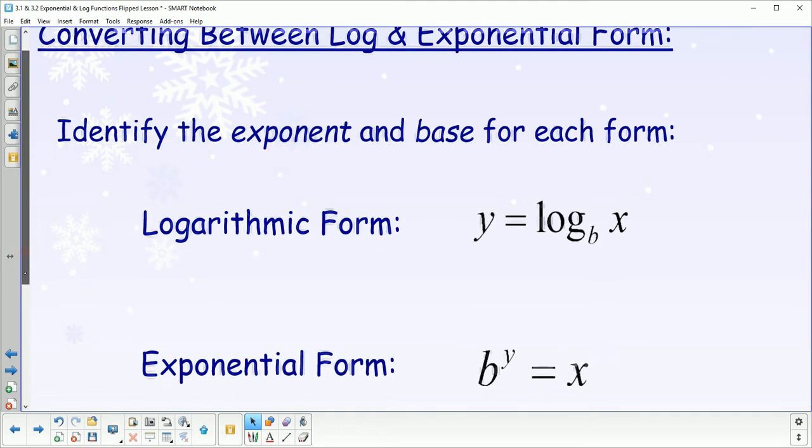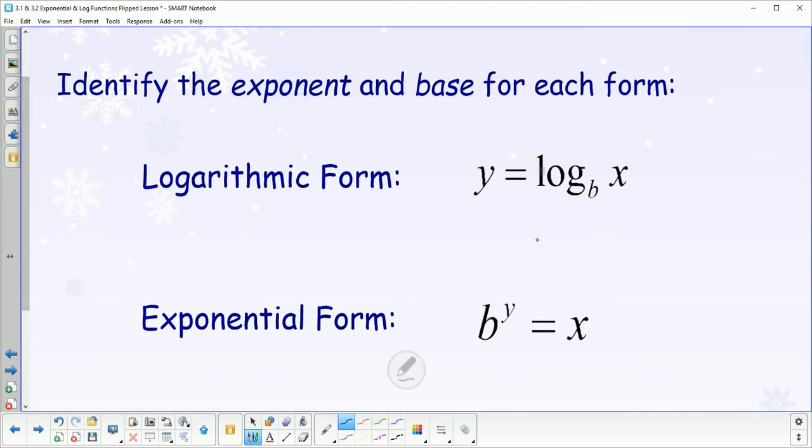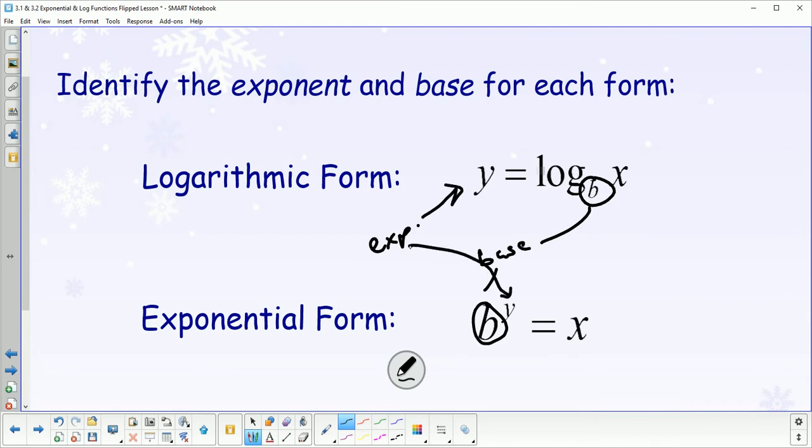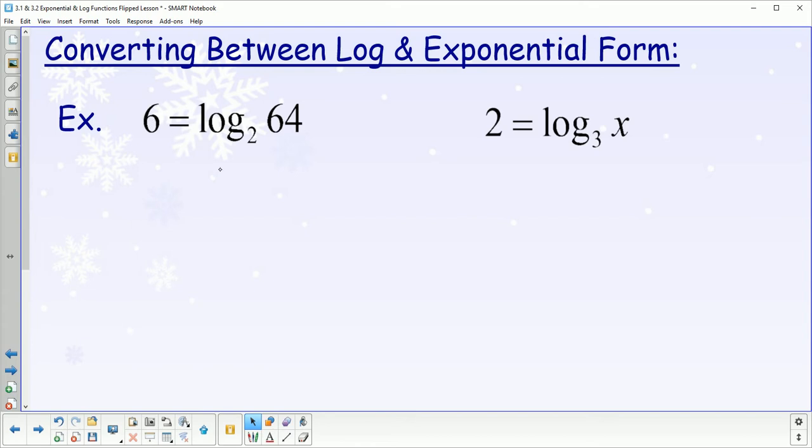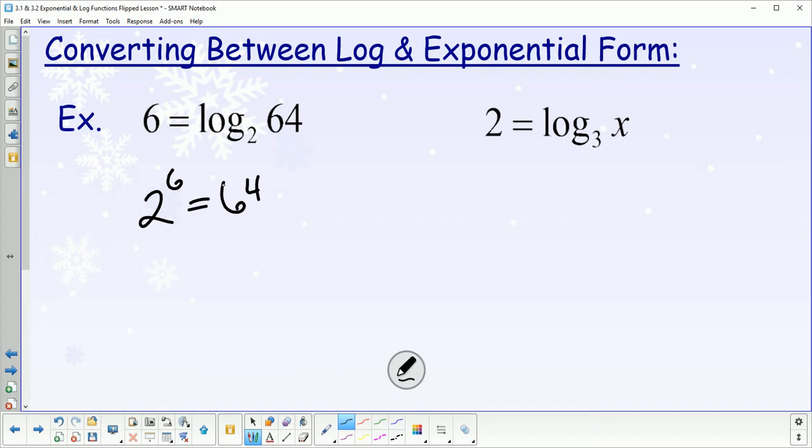Now when we have something in exponential form and log form, they both have a base, and in this case they both have the base of b. And they both have an exponent, and the exponent for both of these is y. So those two were examples of the same thing. If we're converting between the two, like we have here, our base is 2, our exponent is 6, and 2 to the 6th equals 64.